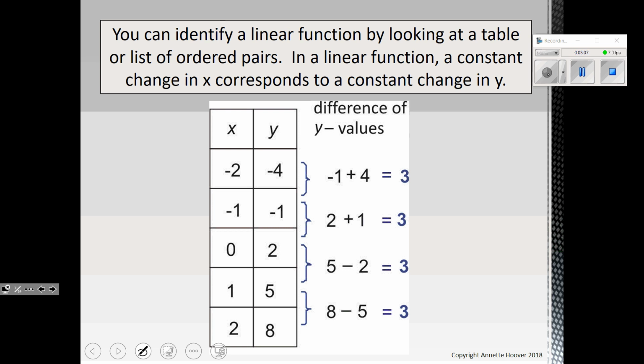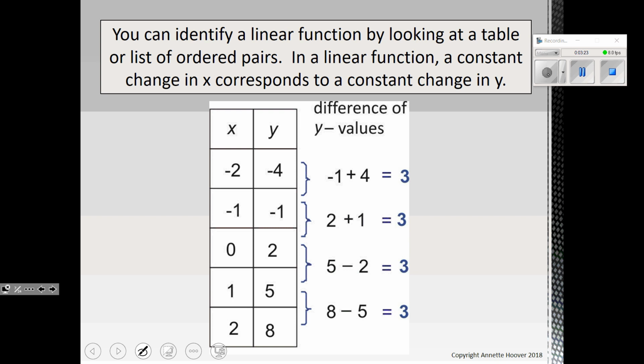Sometimes we don't have a graph, we have a table. You can identify a linear function by looking at a table or a list of ordered pairs. In a linear function, a constant change in the x corresponds to a constant change in the y.